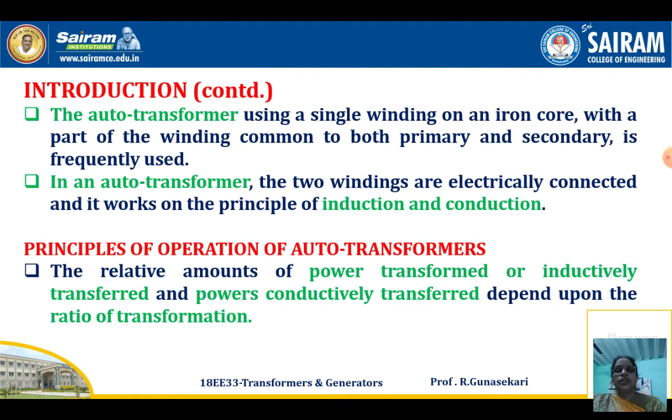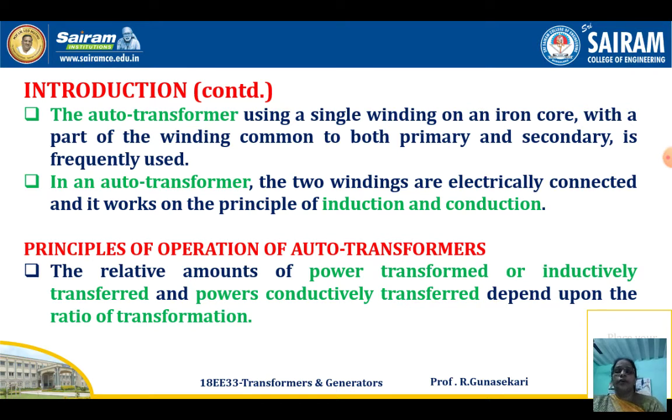In an autotransformer, the two windings are electrically connected and it works on the principle of induction and conduction. The two winding transformer principle is mutual induction, but the autotransformer principle is induction and conduction only. This is the very important key point, you keep it in your mind.